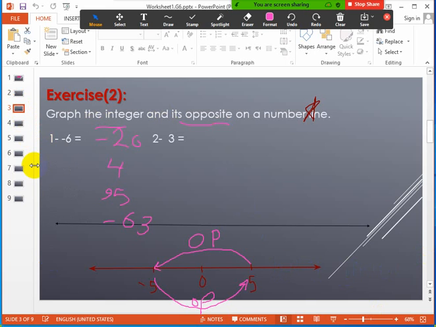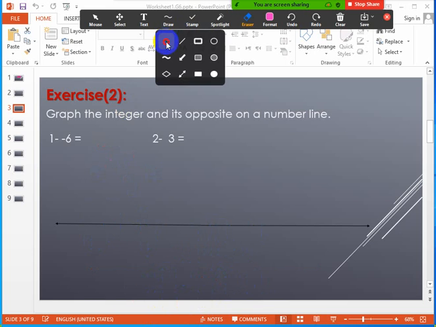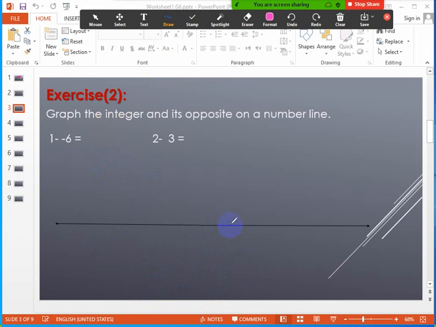Now let's move to exercise 2. Here I want to graph the integer and its opposite on the number line. So the number line here is drawn for me. So I think you can't draw on this, so I will draw it. I will solve this one. Okay, just wait. And I will locate or graph the integer on the number line.